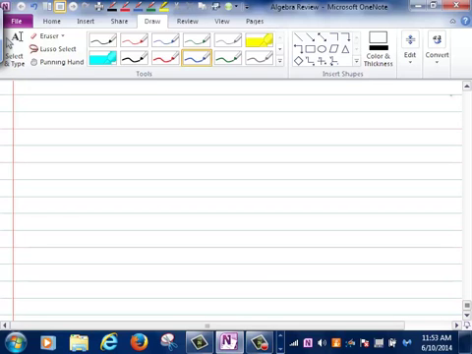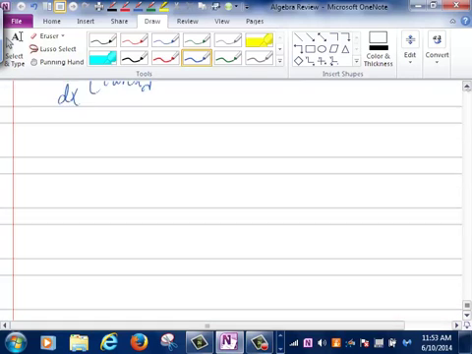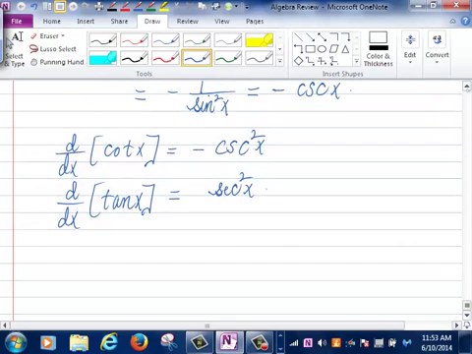Okay, so those are the derivatives of the trig functions. So now what I want to do is go over examples of computing derivatives.